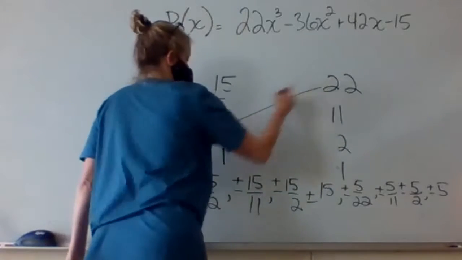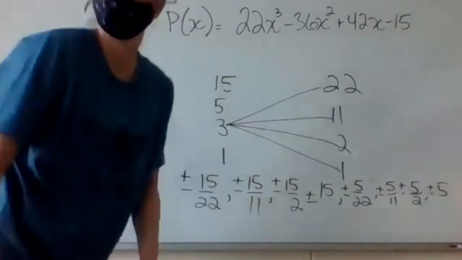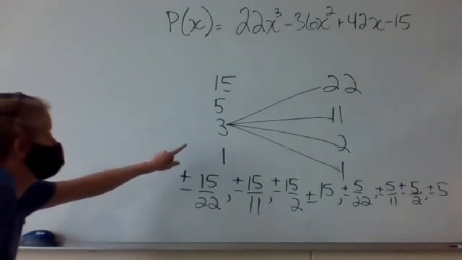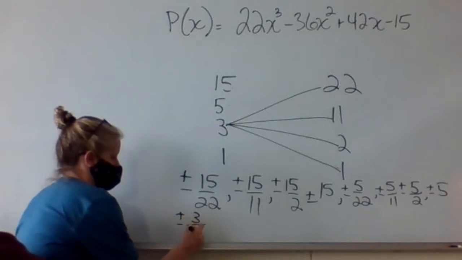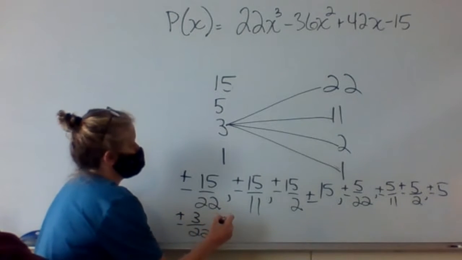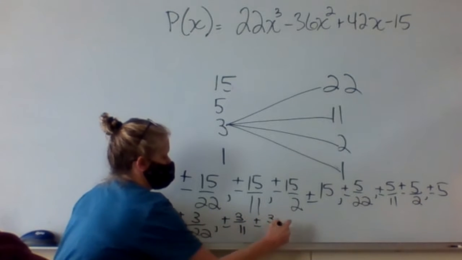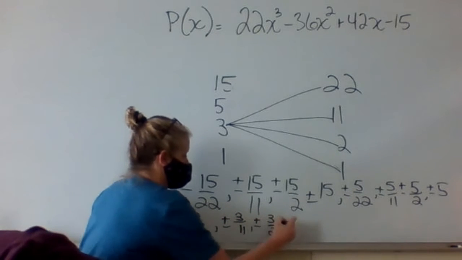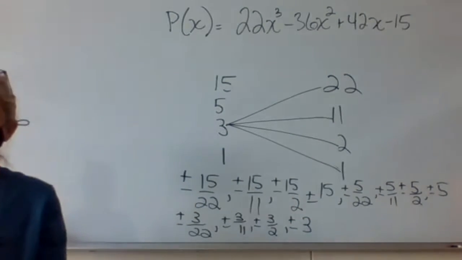Do it again with the 3. So, what's the next one? Plus and minus 3 over 22, plus and minus 3 over 11, plus and minus 3 over 2, and plus and minus 3 over 1, which is 3. And this is a multiple choice problem, right? You're not going to have to type all this in.